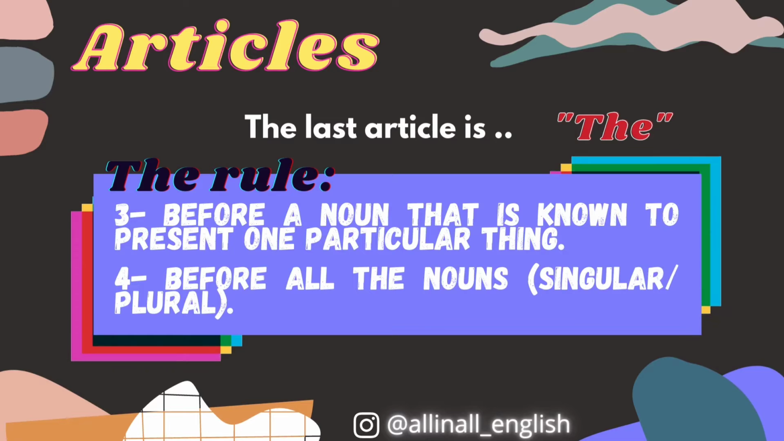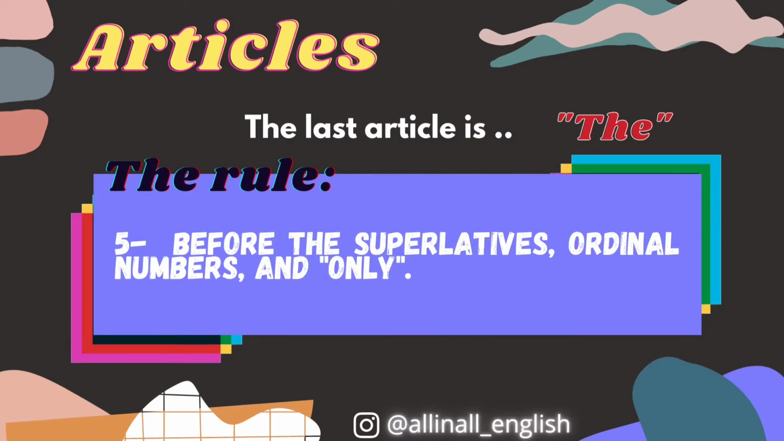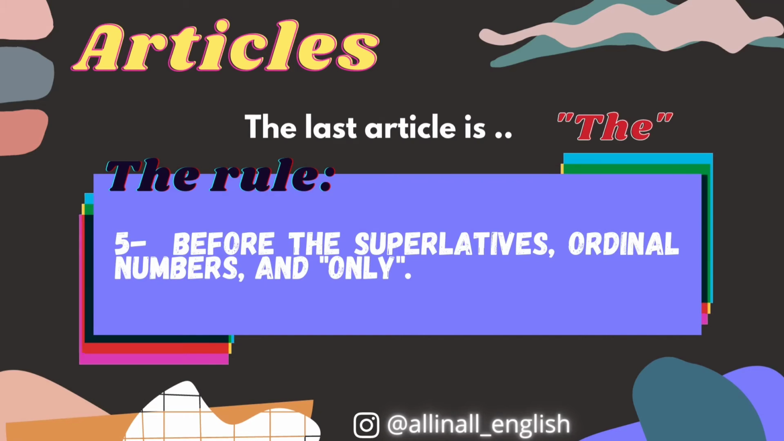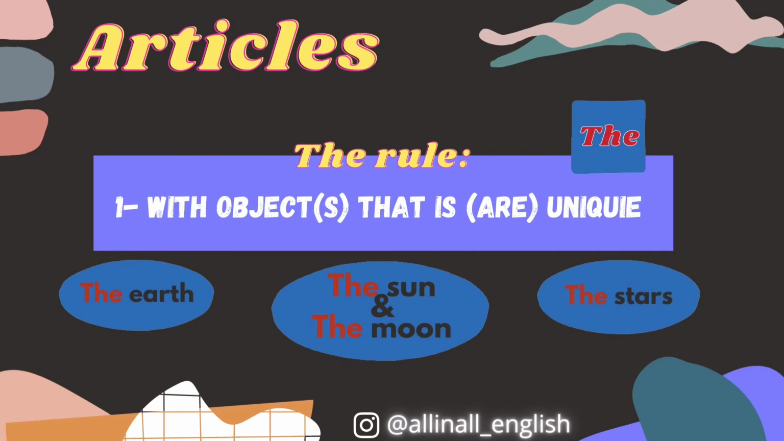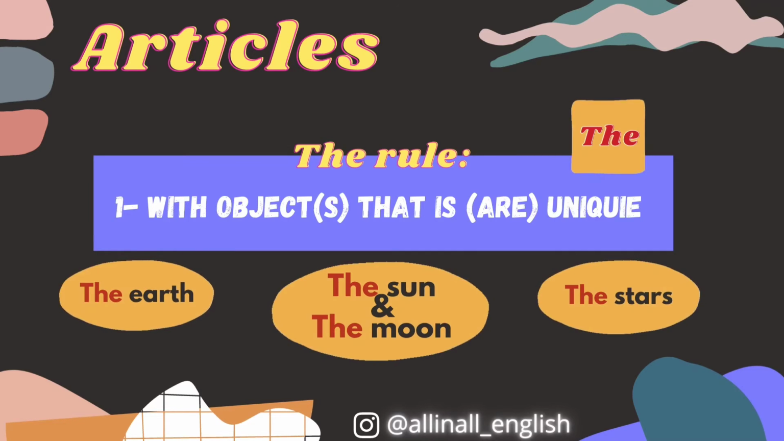Fourthly, the article "the" can be used before all nouns, singular and plural. And lastly, the article "the" can be used before superlatives, ordinal numbers, and the word "only". Let's start with the first one, which is the article "the" used with an object that is unique, or objects that are unique. We have some examples down here.